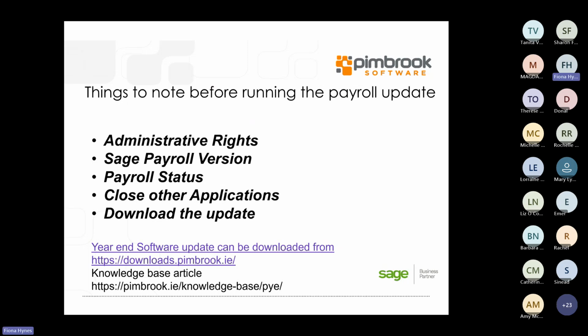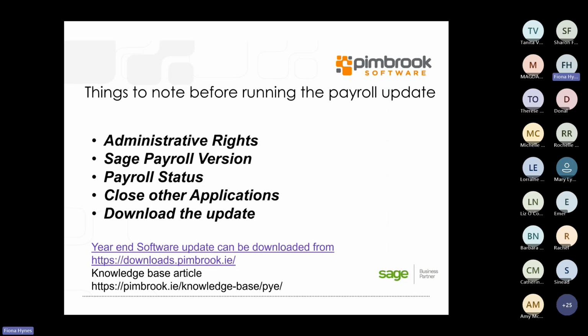Before you go ahead and run the year-end software update, version 27.3, I just want to bring to your attention a few things. Depending on your operating system, it may be necessary to have administrator rights on your computer. If you're unsure about this, contact your IT company or your in-house IT person. Sage Payroll version: this year, everyone should be on version 27.2 already before running the year-end update. If you are not, you can still go ahead with this installation, but please contact the Pimbrook support team, as you may have to make some additional adjustments due to the PRSI rate change from October the 1st this year.